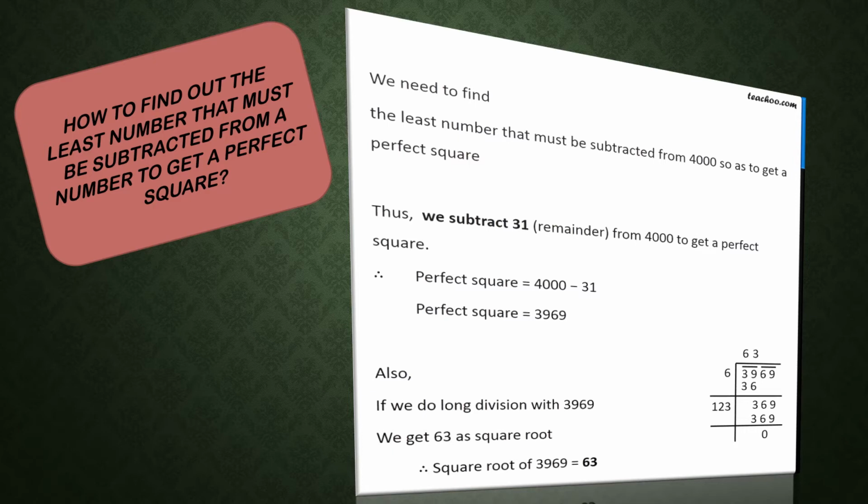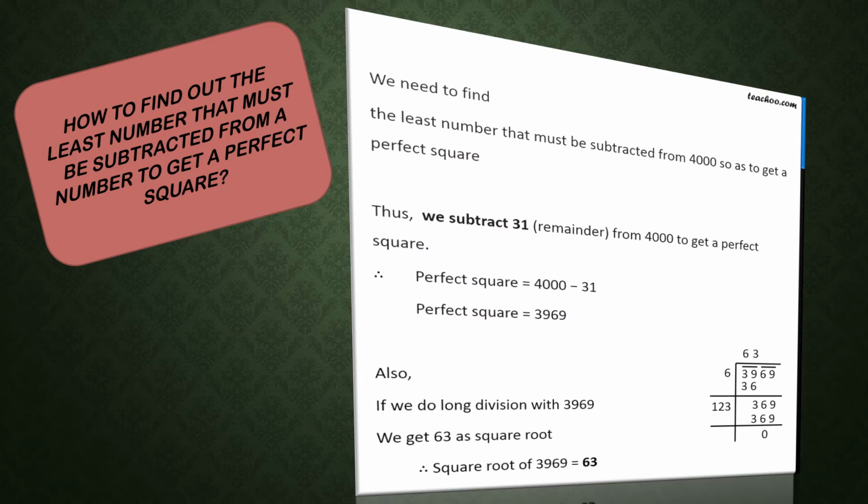So how to do this? Here I have given one example. The least number that must be subtracted from 4000 so as to get a perfect square. Find out that least number. How to find out? Actually, first you have to do the square root by the divisional method, because the divisional method is easier than the prime factorization method, which is generally very time consuming. That's why I am saying, otherwise your choice.